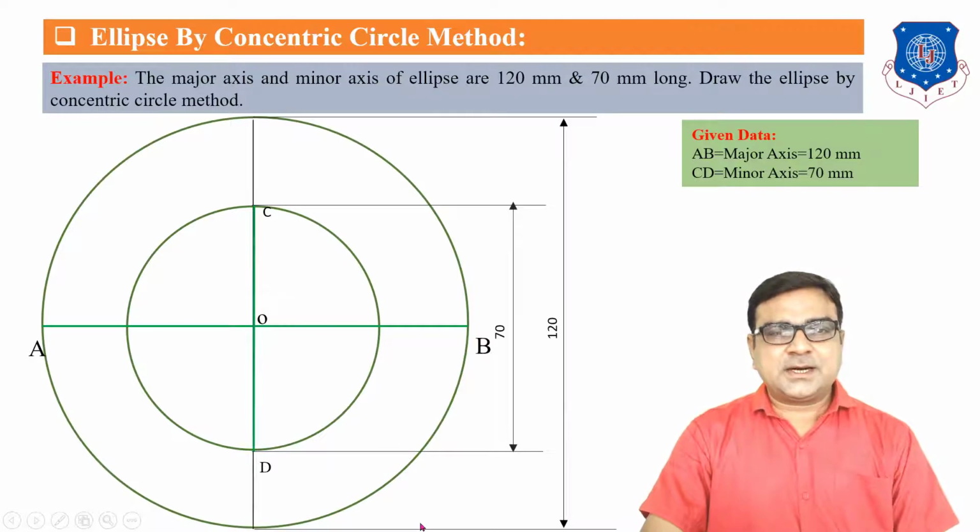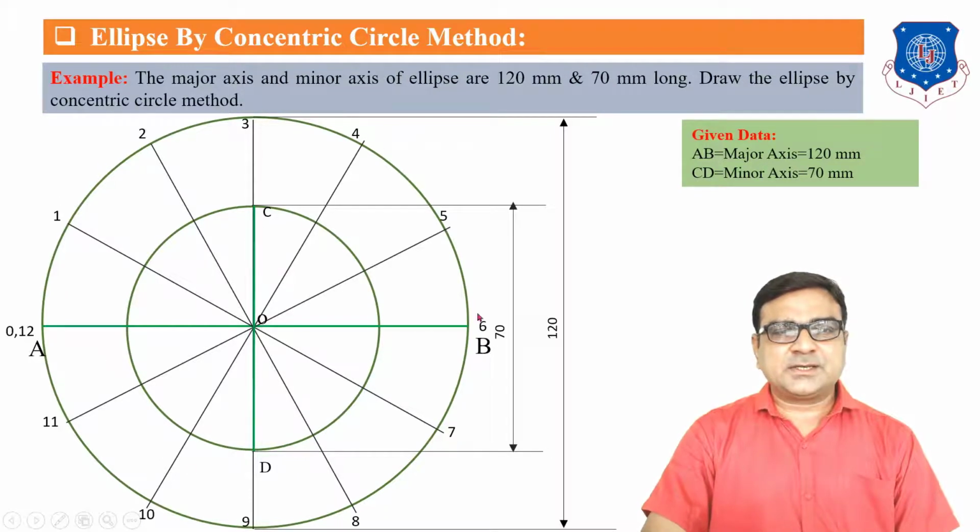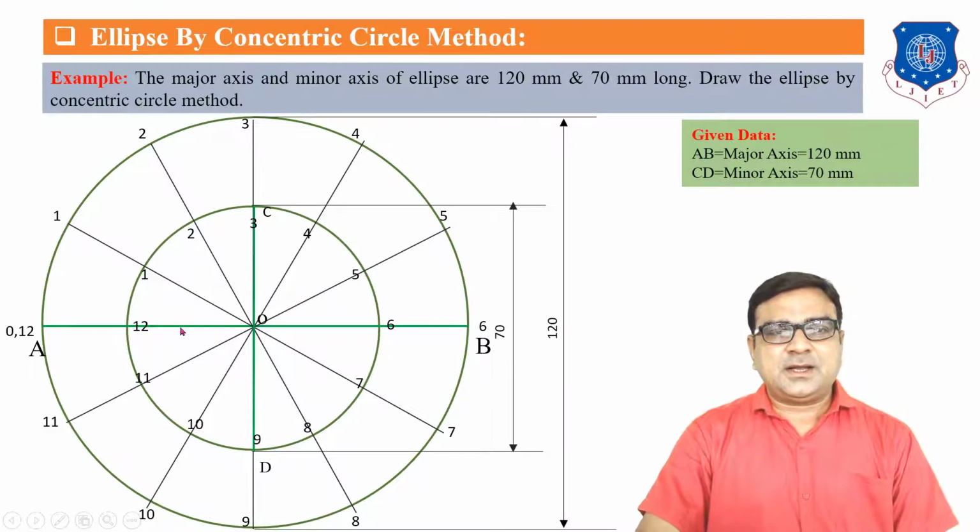Now divide the circle into n number of equal parts. So I divide this circle into 12 equal parts. So 1, 2, 3, 4, 5, 6, 7 are the points on the outer circle, and there are other points on the inner circle. So how do we get the points on the ellipse?